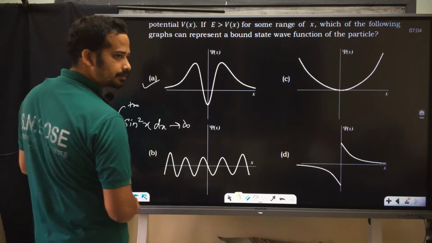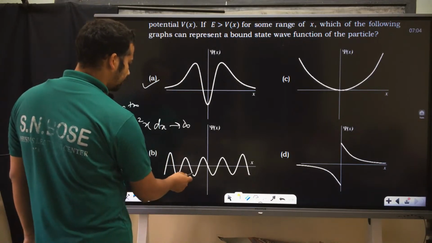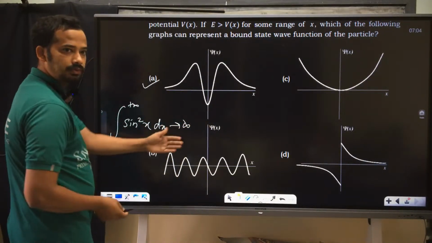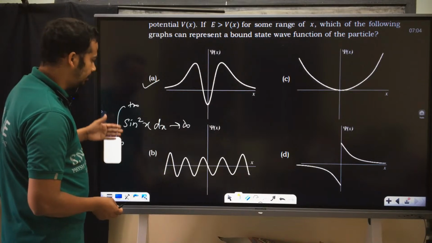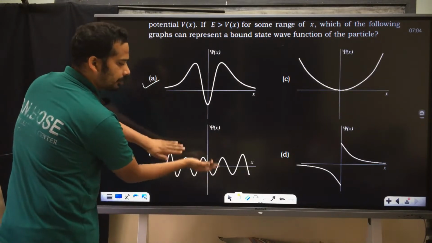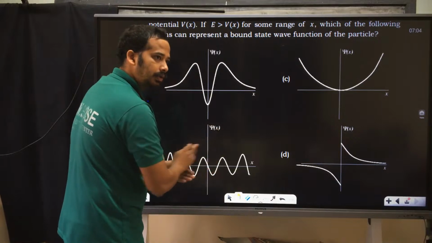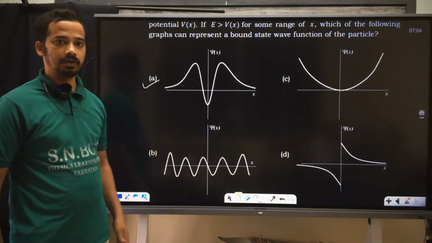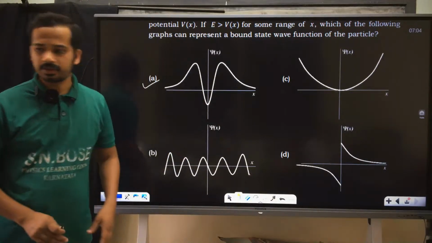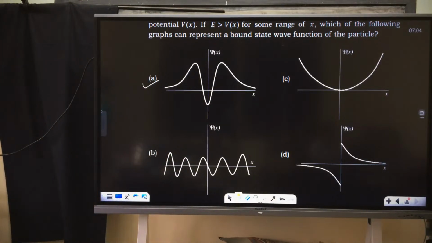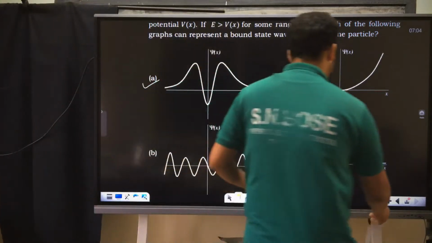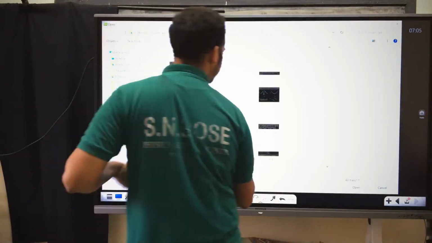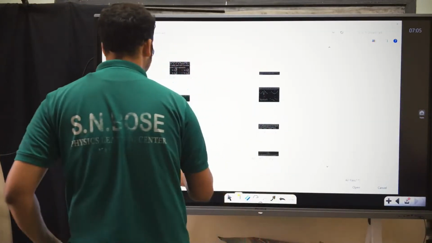How is it sine square? I mean, if it is minus sine x, when you take the mod square and then integrate in the normalization, it will come to the positive part. Am I right? When you take the mod square, the area under the curve is positive only. I was integrating this one, not this one. Integrate the mod square of this one. So that's the preferred answer. Is that right? That's right.